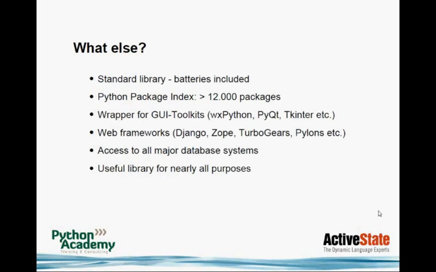Okay, so pretty much this is what I would like to introduce to you today, and a few other things. If you work with Python, Python has much more to offer. You have a standard library that has batteries included, so there are a lot of other things in it. You have the Python package index, and actually it's not 12,000, it's more than 13,000 packages right now. You can write graphical user interface programs with different libraries. You have plenty of web frameworks, and you can access databases and lots of other libraries for many different purposes.